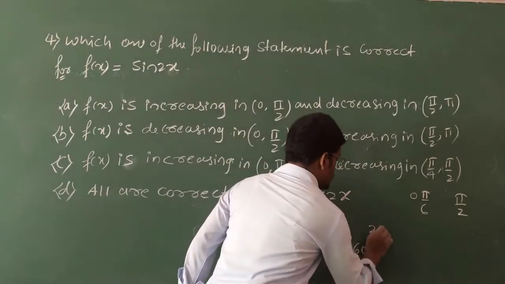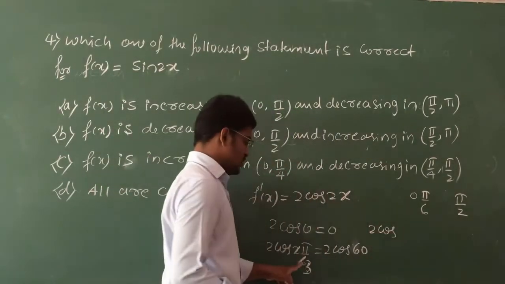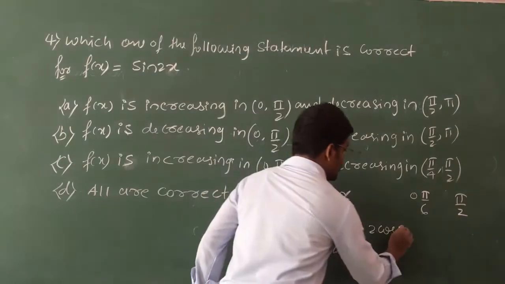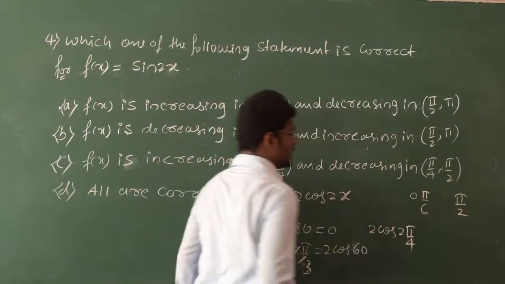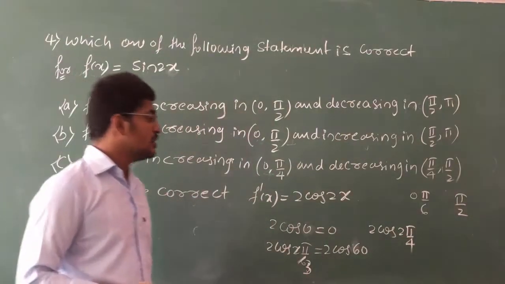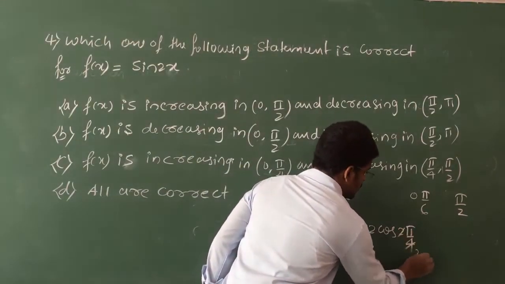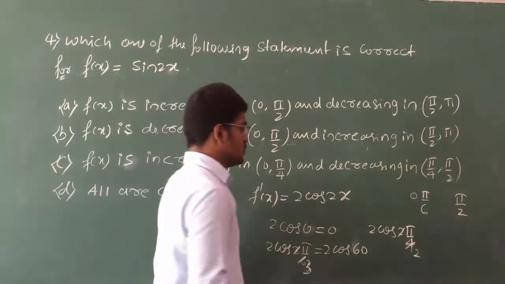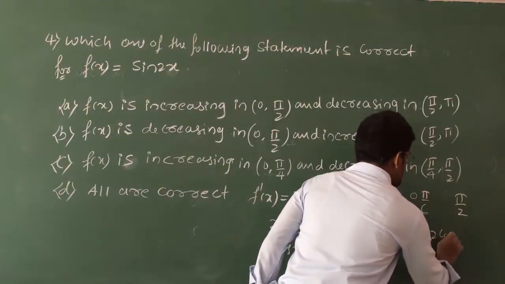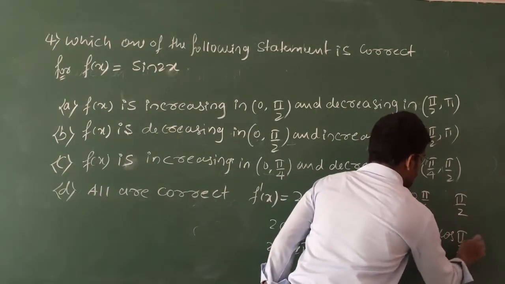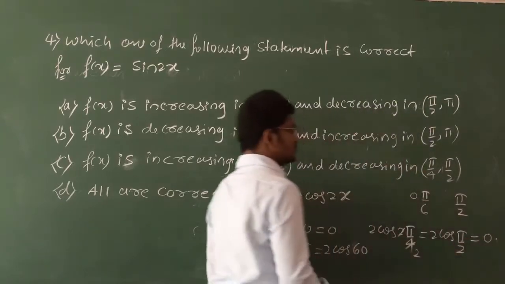Next, 2 times of cos. Here you have 30 degree. I will go for 2 times of pi by 4. That is 45 degree. Pi by 4 means 45 degree. So now 2 into 1, 2 into 2. Clear? So it will be 2 times of cos pi by 2, that is 0.